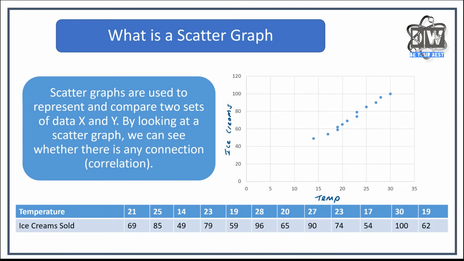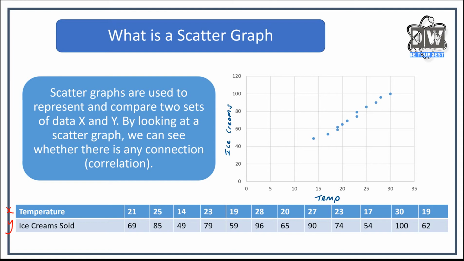What is a scatter graph? Scatter graphs are used to represent and compare two sets of data, X and Y. By looking at the scatter graph, we can see whether there is any correlation or connection. So we're going to have ice cream sold here, and we can see that's our Y value because it's up. And then we've got our temperature of, sorry, I've got that around the wrong way. We've got our Y value, which is ice cream sold, and we've got our temperature, which is our X value because it's along the bottom.